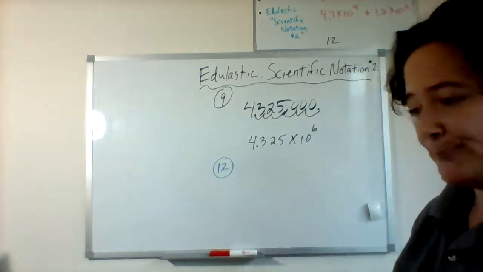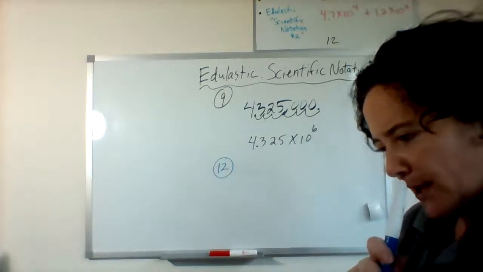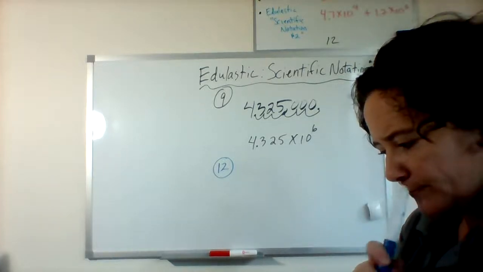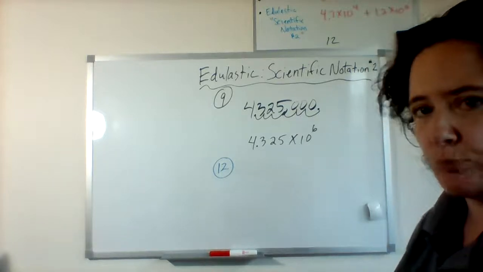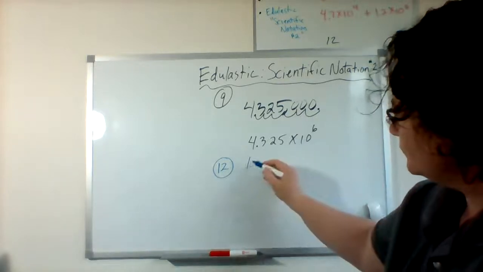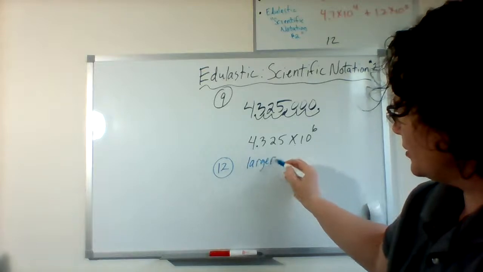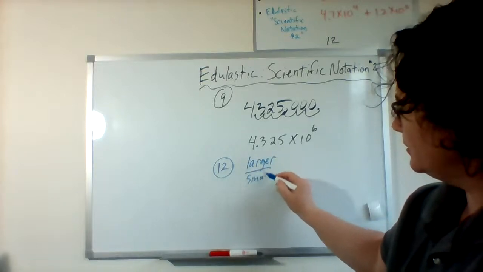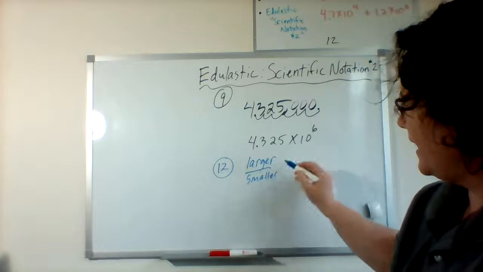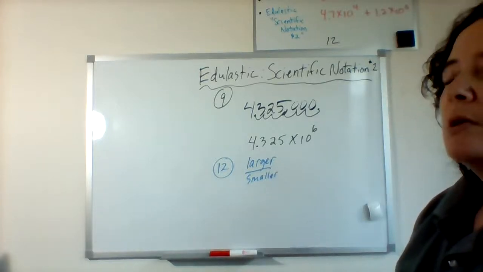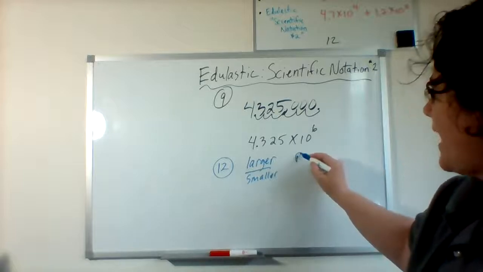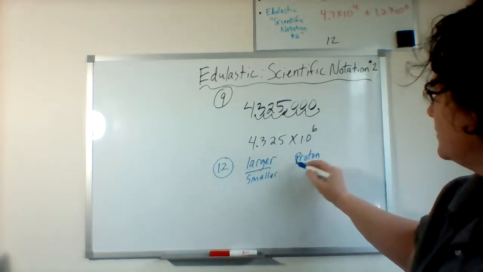Now, if you remember from yesterday's warm-up, we went over this. We have to divide the larger by the smaller. Larger divided by smaller. And according to this, the proton happens to be the bigger one.